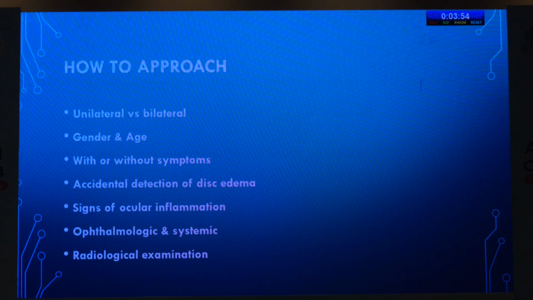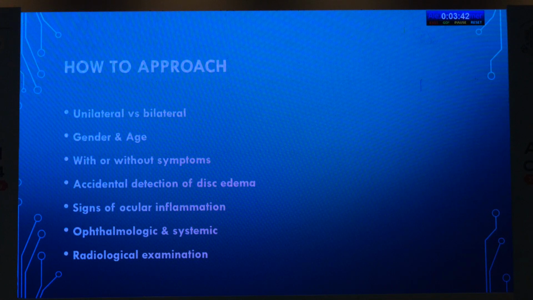So as I told you, with or without symptoms, is it an accidental detection of disc edema? If you are accidentally detecting a disc edema, then you must rule out pseudo disc edemas first, before asking for other investigations. Then look for signs of ocular inflammation, like you are seeing in uveitis, is it a posterior uveitis, posterior scleritis, or VKH? We have to look for ocular inflammation also when we are seeing unilateral disc edemas mostly.